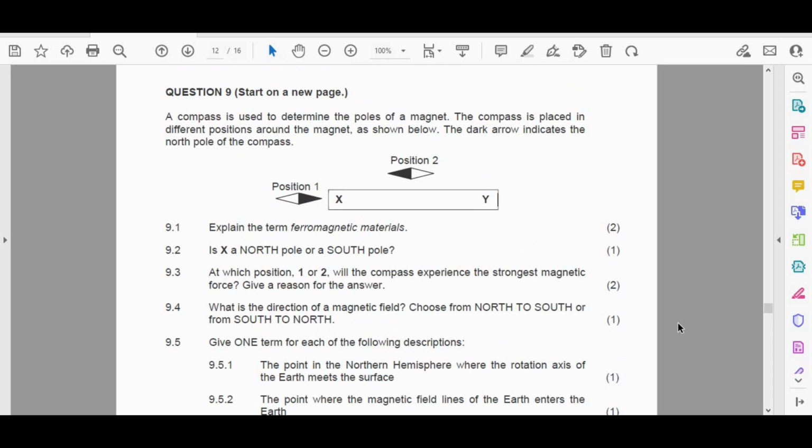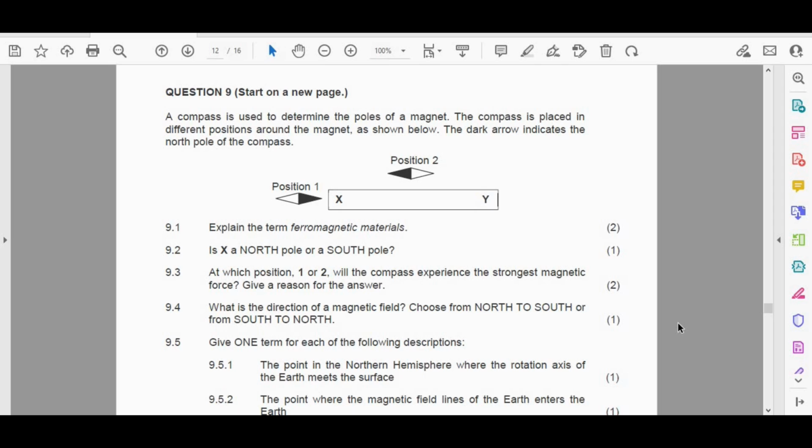A compass is used to determine the poles of a magnet. The compass is placed on different positions around the magnet as shown below. The dark arrow indicates the north pole of the compass. Okay, so position 1 and position 2. I always like to read the opening part of the question more than once, so let's have a look at it again. A compass is used to determine the poles of a magnet. The compass is placed at different positions around the magnet as shown below. The dark arrow indicates the north pole of the compass.